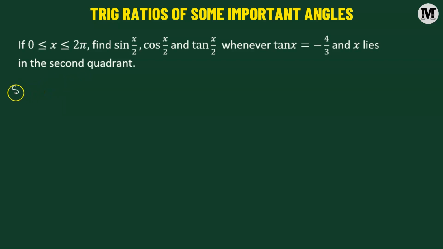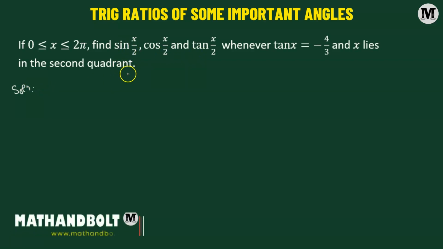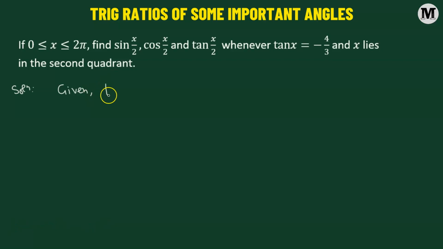Let us begin. Now, we need to find out the value of sine, cosine and tangent each with an angle of x over 2. So what we'll do, we will use the given value of the tangent function. It's given here, the tangent of x equals -4/3. That's a negative value because we are in the second quadrant, and we know that in the second quadrant, the tangent is a negative value.